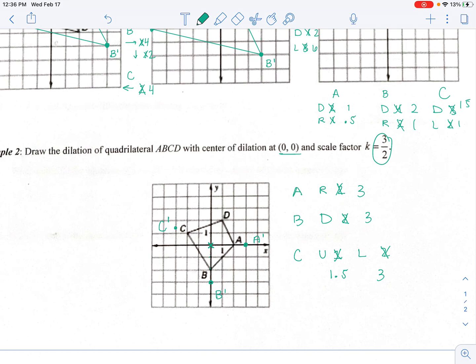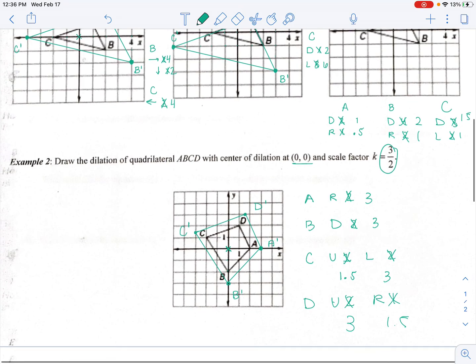All right, up next we've got D. For D, I go up 2, to the right 1. I'm going to times 2 by 3/2 and I get 3. I'm going to times 1 by 3/2 and I get 1.5. So I'm going to go up 3 and over 1 1/2. And that's where D prime is. I'm going to connect my dots. And there is my new quadrilateral. All right, so that's how to actually do the dilations and change the shape.